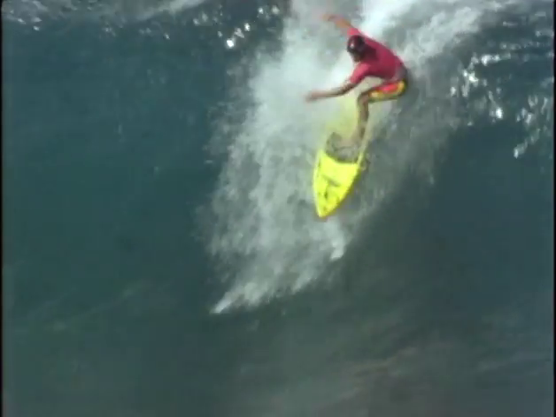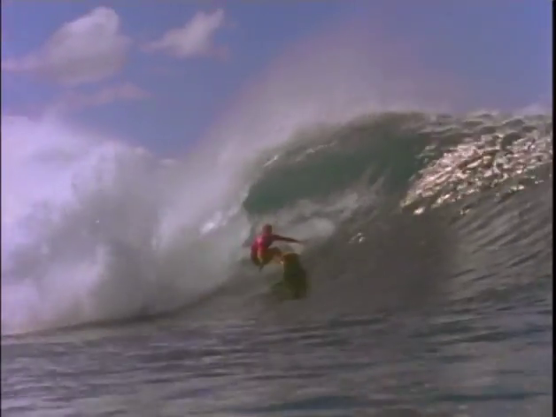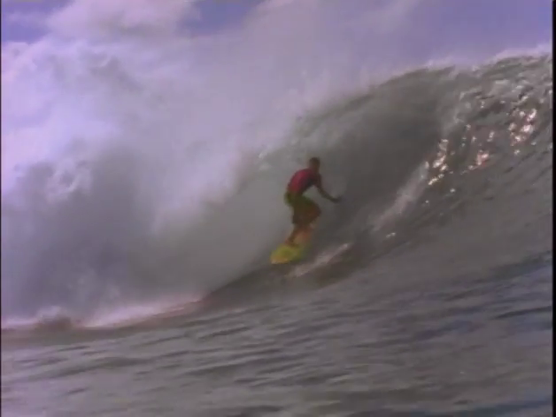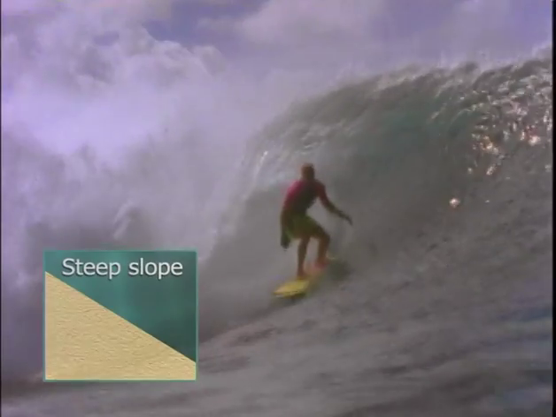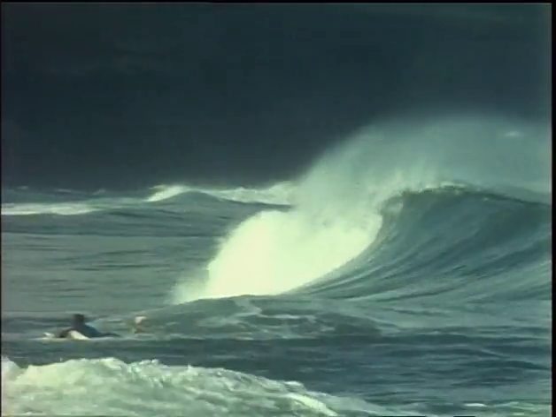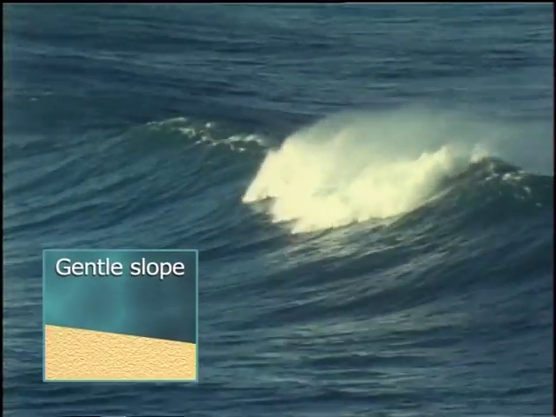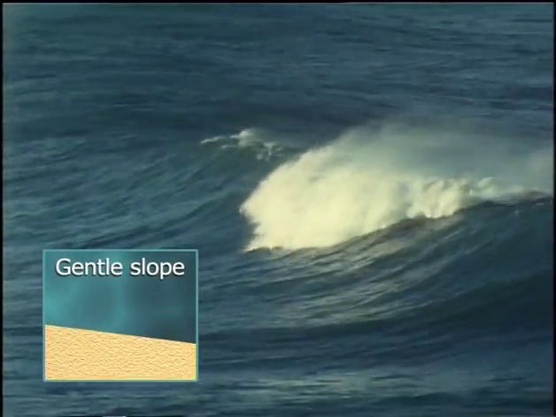The way a wave breaks depends on the slope of the seabed. A steep slope produces a dumper. These Hawaiian waves are crashing straight onto a lava reef with a very steep slope. This seabed has only a moderate slope, and a very gentle slope produces waves that spill gently.